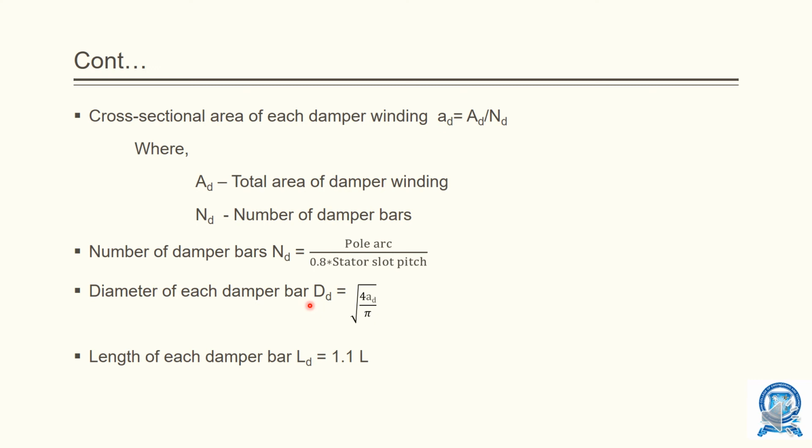So finally, you need to calculate the length of damper bar, which is represented by LD, which is equal to 1.1 times L, where L represents the core length. It's the main dimension of the machine, which we call the length of core. So this is how we design damper winding in the case of synchronous machine.